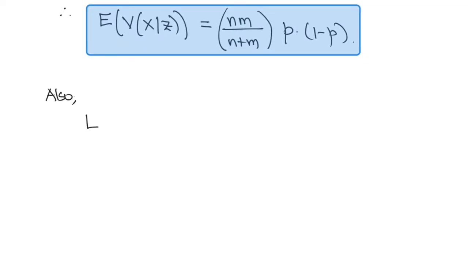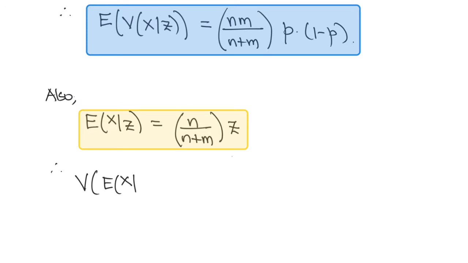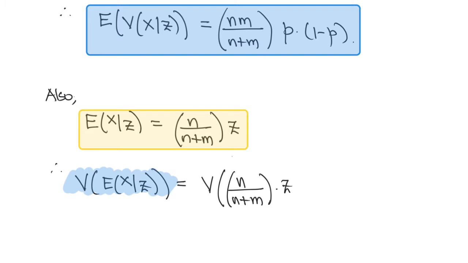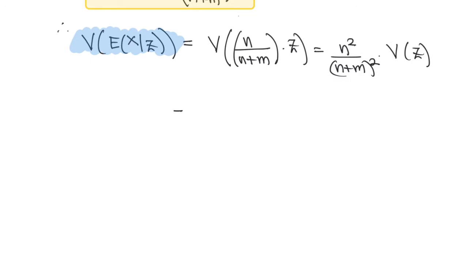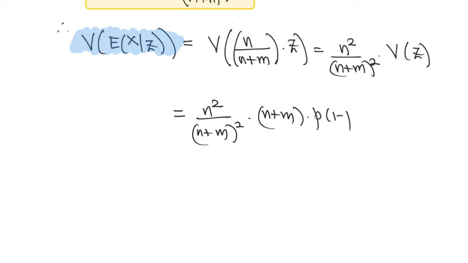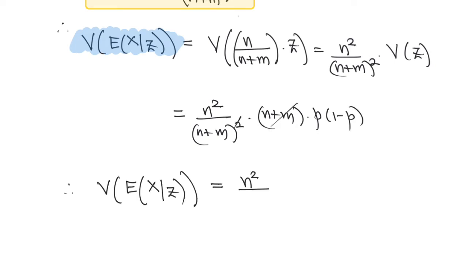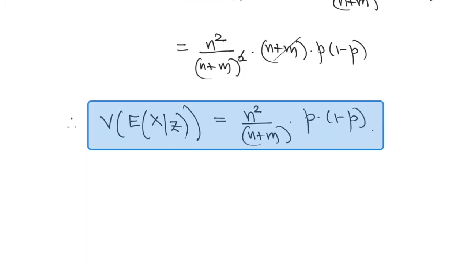We next recall that the expected value of X given Z was calculated to be n over (n plus m) times Z, so that the variance of the expected value of X given Z ends up equaling the variance of n over (n plus m) times Z. And remember, whenever we take a constant out of the variance, it is squared, so we get the following cancellation, so that the variance of the expected value of X given Z ends up equaling n squared divided by (n plus m) times p times (1 minus p).